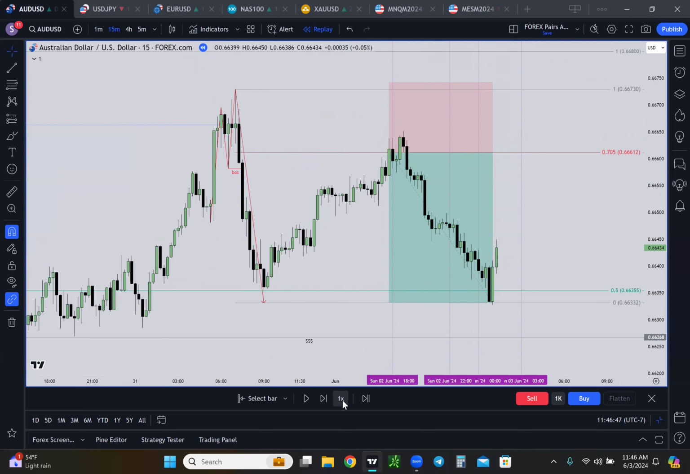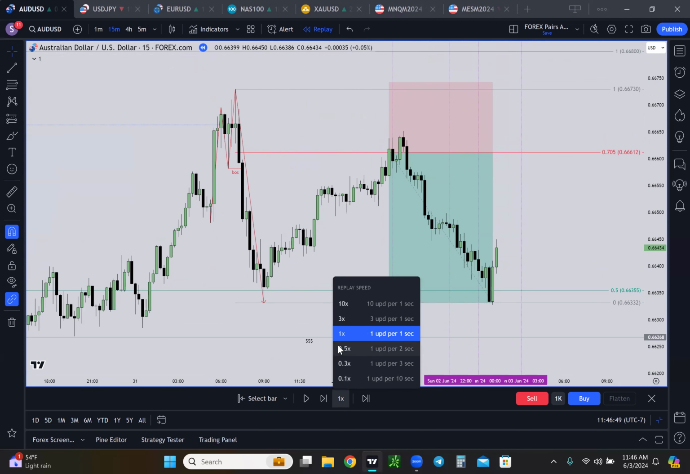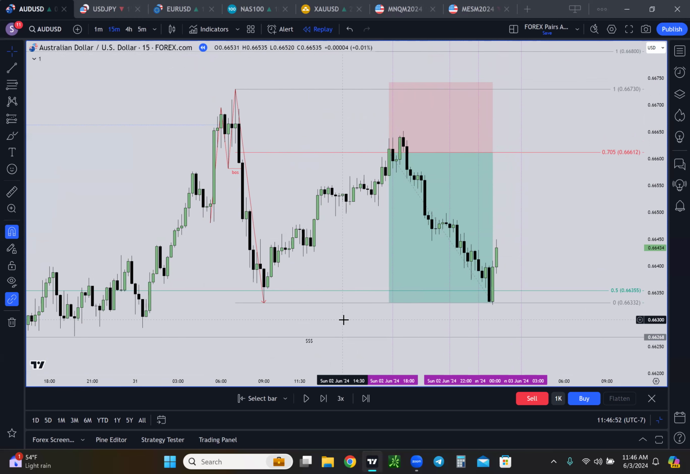Because here's what happened later, and I will speed it up. Had I held on to this trade and not gotten out, if I was targeting this area of liquidity down here, here's what would have happened.